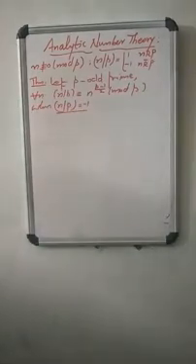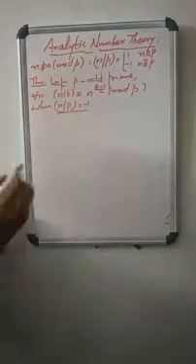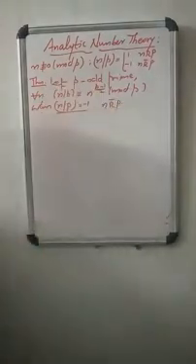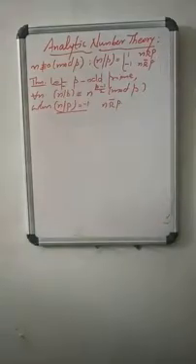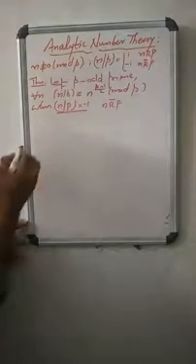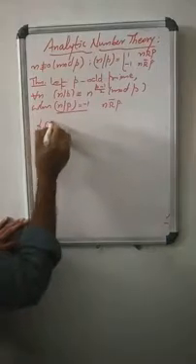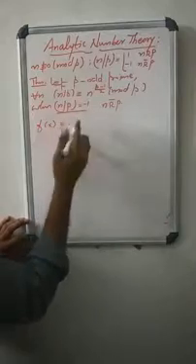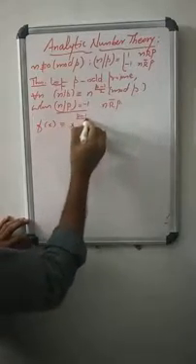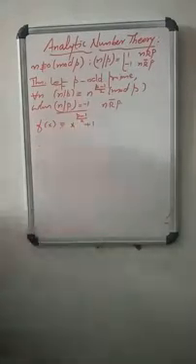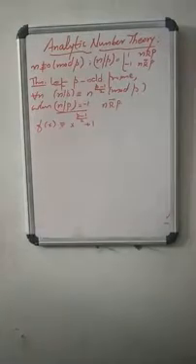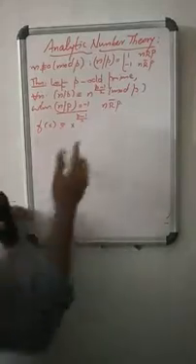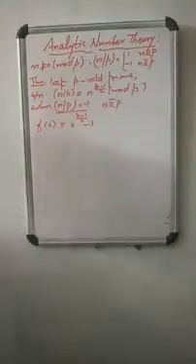So how? (n/p) = -1 means n is actually a quadratic non-residue, n R̄ p. So we consider a polynomial. Consider this polynomial f(x) = x^((p-1)/2) minus 1. Not plus 1, sorry.